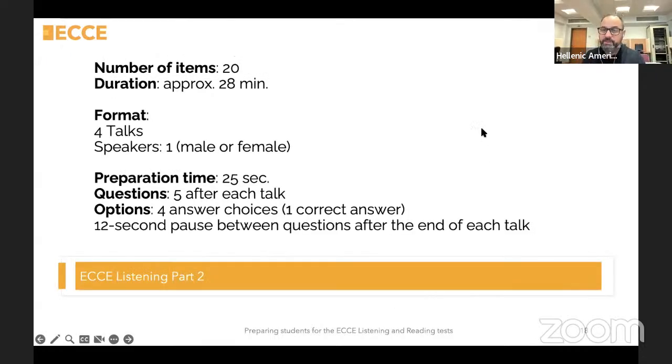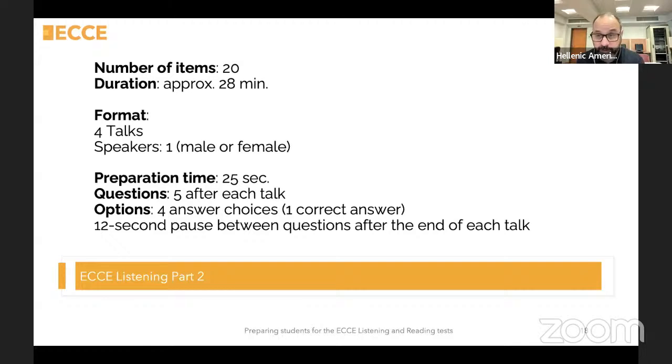Now, of course, there's another part in this test. We've got 20 more questions, four different talks. This lasts a little bit longer. The test takers are able to listen to those recordings twice. And of course, there will be only one speaker providing some details or instructions or some kind of information. Maybe they're presenting something very briefly, and the test takers will need to answer five questions after each talk.